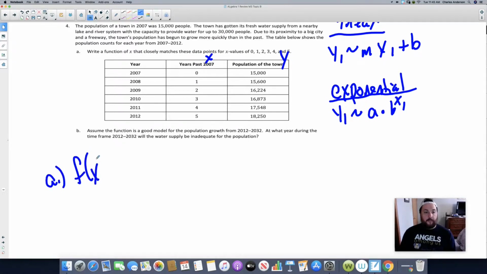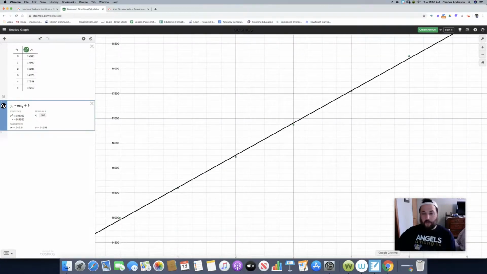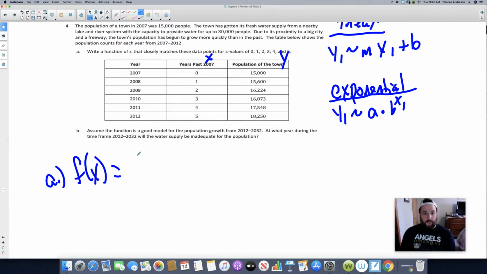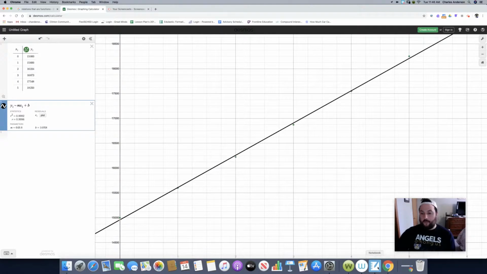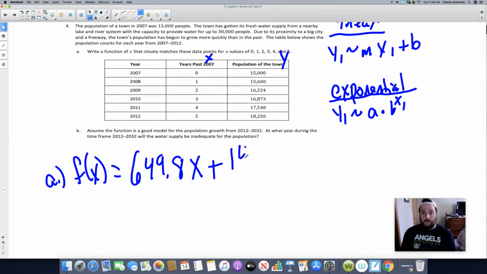So we'll say f of x equals 649.8x plus 14,958. Okay, there's A. Then B is usually going to have you use your function to make a prediction. Assume the function is good at modeling growth between 2012 and 2032. In what year, the time frame, will the water supply be inadequate for the population? I didn't read the question. Probably should have done that.